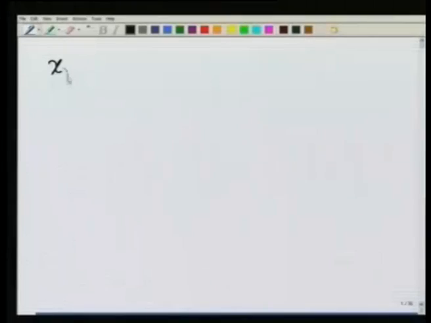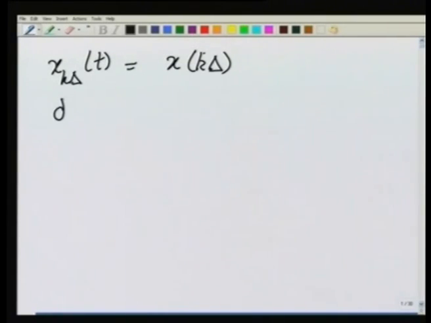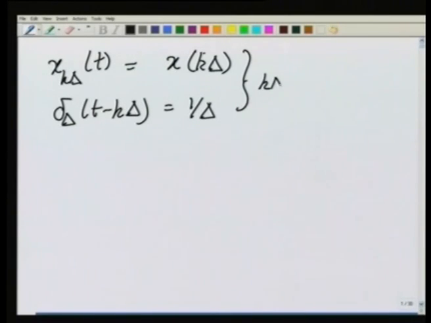We have x k delta of t in the region of our interest. This is equal to x of k delta, and we have delta delta of t minus k delta assuming a value equal to 1 by delta. Both these in the region k delta less than or equal to t less than k plus 1 delta.